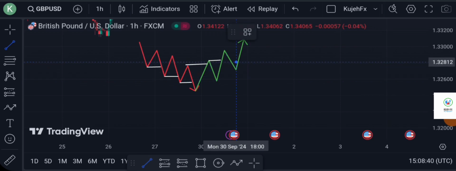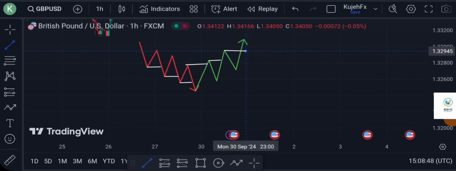And the market comes again, it creates a higher high, comes back to create a lower high, and goes up to break the previous higher high that has been formed. Calling it what? A break of structure, telling you that the market wants to continue its trend to the upside. So this is simply what we call break of structure and change of character.